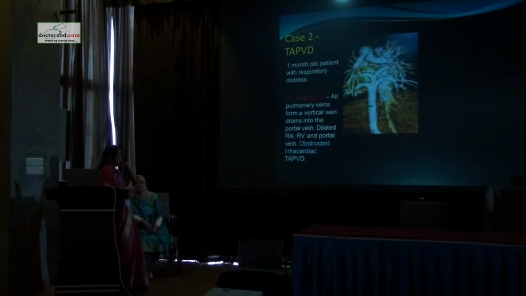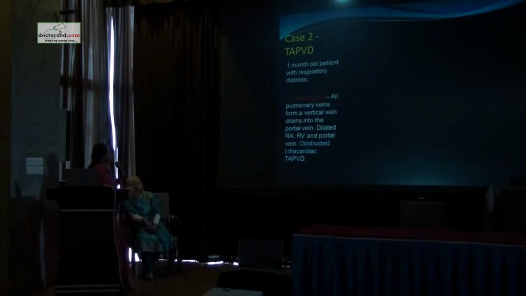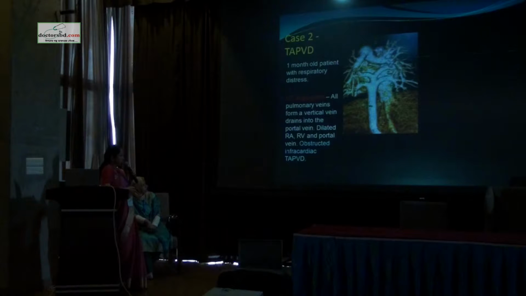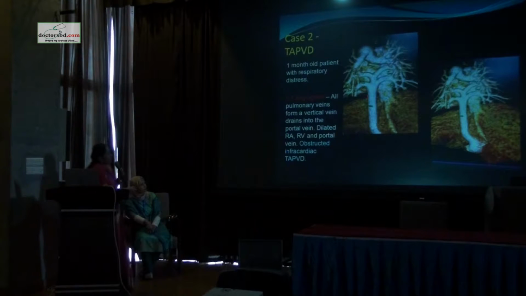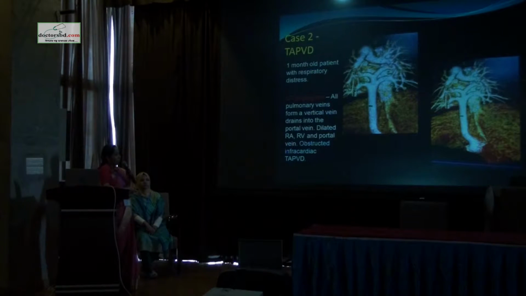This is another case of TAPVD. This 1-month-old patient came with respiratory distress, and CT angiogram revealed obstructive infracardiac TAPVD. In these 3D images we see from the back, 4 pulmonary veins very clearly form a dilated vertical vein, which goes down through the diaphragm and ultimately drains into the portal vein. And this red area is the liver.